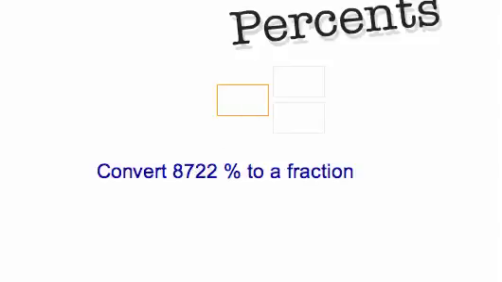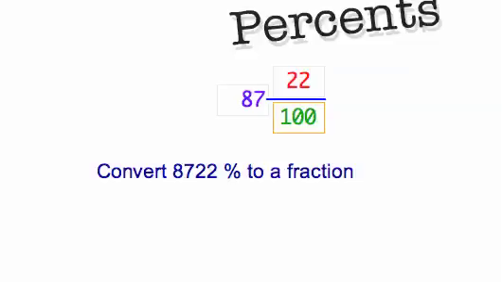And once it's a decimal, remember, to convert a percent to a decimal, move the decimal place back twice and lose the actual percent symbol. So this is move it back two, or divide it by 100. So that's 87.22. And then we just write it in fraction notation. So 22 hundredths. Now we're not finished.